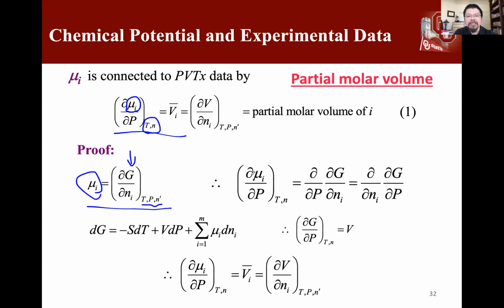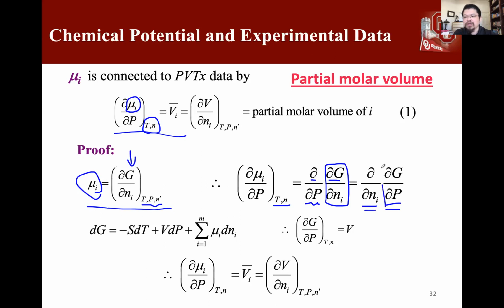If we decide to replace the mu i by another partial derivative, then we can see that this d mu i dP is at fixed temperature and composition. This is exactly the d mu i. So now you can see that we can have the second order partial derivative with respect to G, right? Now we are going to utilize that again. The order does not matter. So what we plan to do is switch the order. Now we take the derivative with respect to pressure first. Then we will take the second order derivative with respect to the component.